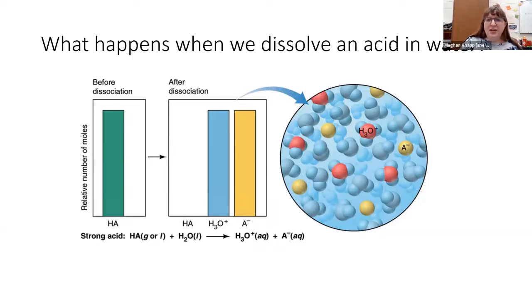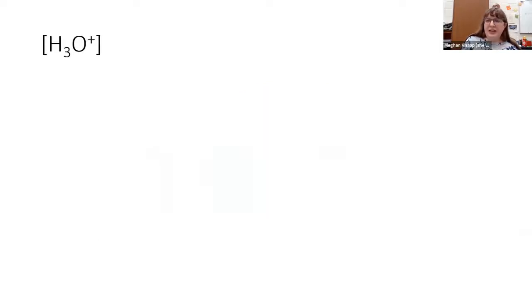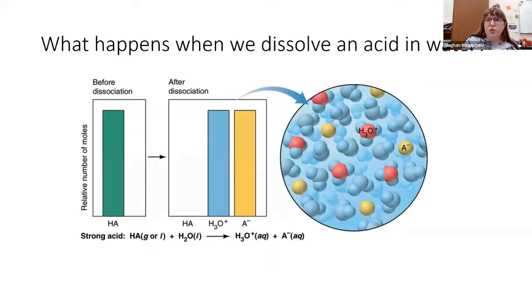Now, in the case of a strong acid, like the ones that we work with in lab, hydrochloric acid, nitric acid, this is complete. And so there are no molecules left of HCl or HNO3. But what we find to be the case is that many acids are going to be weak acids. Now, before we get into weak acids, what I want to talk about is how we measure acidity. So we are going to look at the concentration of H3O+. This is the hydronium ion.